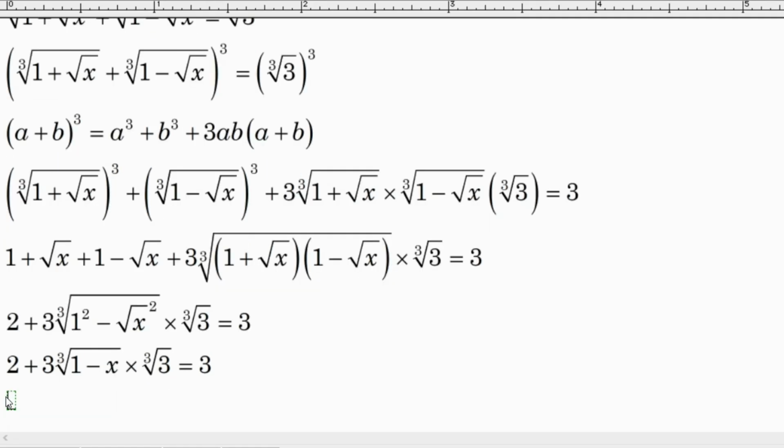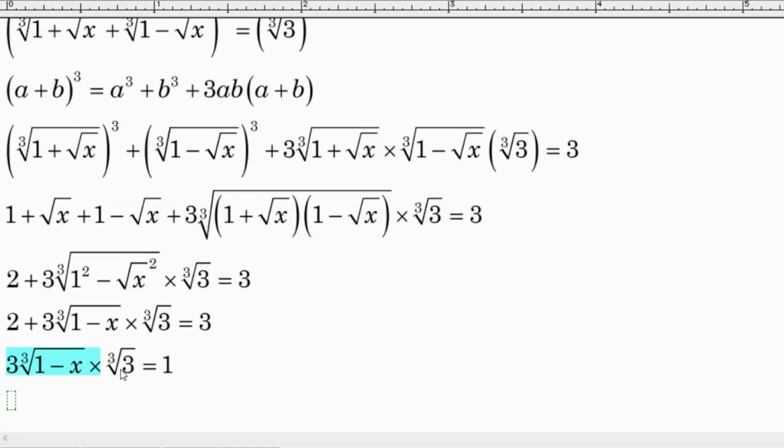Okay, so next I can move 2 here to the right hand side of the equation. So we got this left here, and then equal to 3. When we move 2 to the right hand side of the equation, it changes to minus 2. Okay, so 3 minus 2 is equal to 1. So now we have already reached this step. It's almost finished. Okay, so our purpose is to find the value of x here.